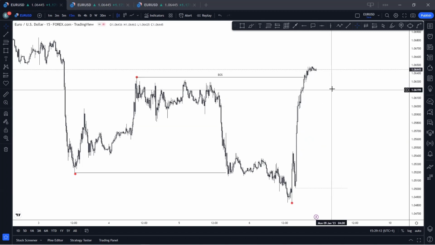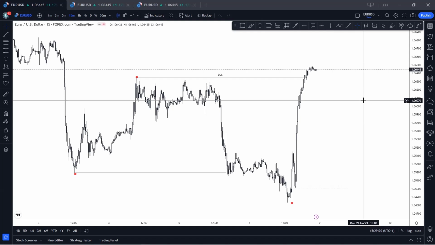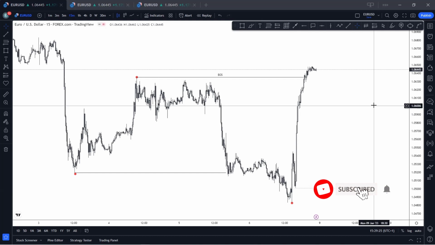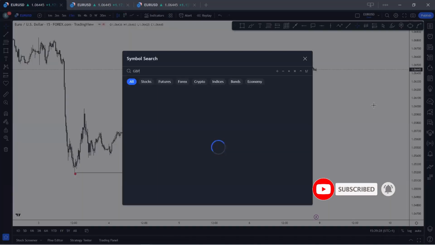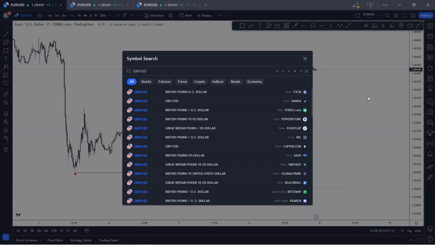But my entries are going to be determined by what price does during the week. As you all know, I trade only the EURUSD, but because some of my subscribers trade the GBPUSD, I'm going to be breaking down the GBPUSD weekly as well. So let's go to the GBPUSD.